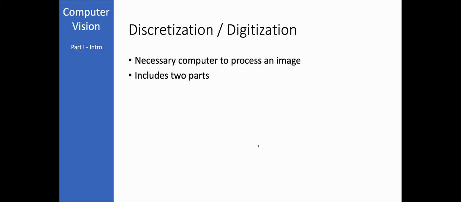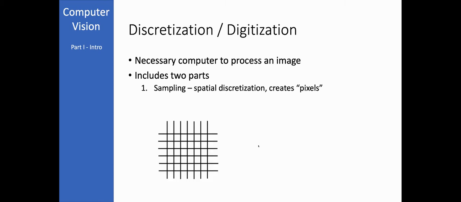And they really include two parts. As I said, the sampling or the spatial discretization's role is to create pixels. We're actually talking about a grid structure, and we're representing all the photons that fall in each of these cells with only one value. And we do it for multiple areas to cover the field of view that we have.